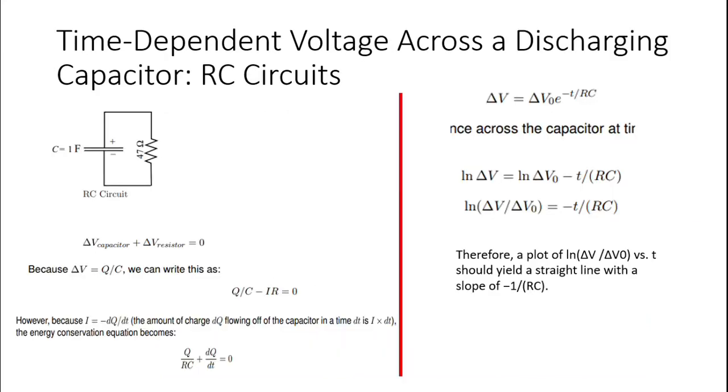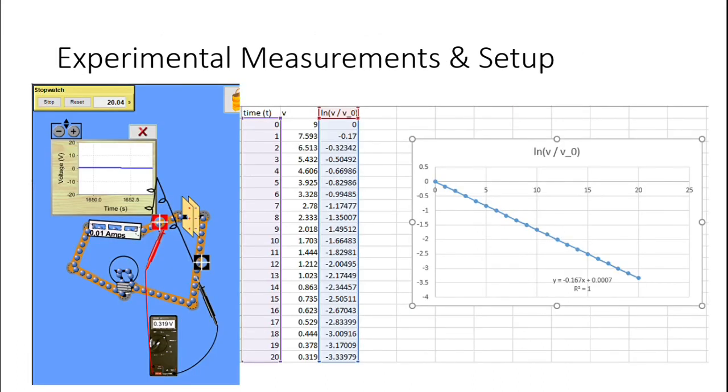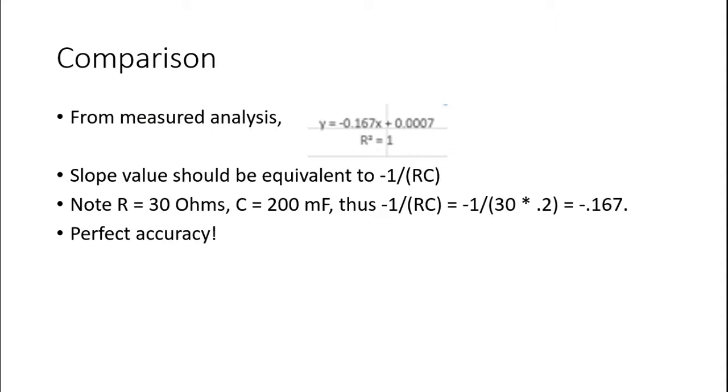In order to better analyze this time dependency, we can use the node rule to help derive an equation for the potential difference over time, which after taking advantage of log properties, we can plot a linear line using initial and current potential difference, time, resistance, and capacitance, with the slope being the time constant. This was how I pulled my data, and after logging it into Excel, I produced a fantastic line of best fit with a perfect r-squared value and a slope of negative 0.167.